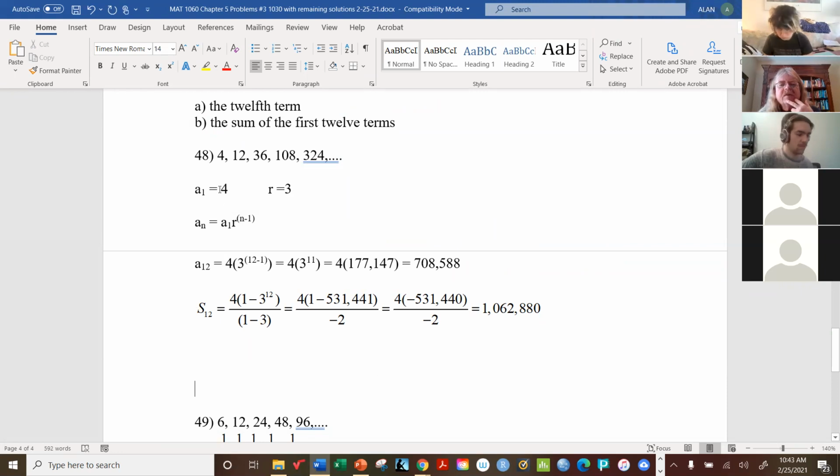All right, so those are your 3 results. Actually, here we only needed 2. We have the first 5 terms already, so all we need to do is find the 12th term and the sum of the first 12.